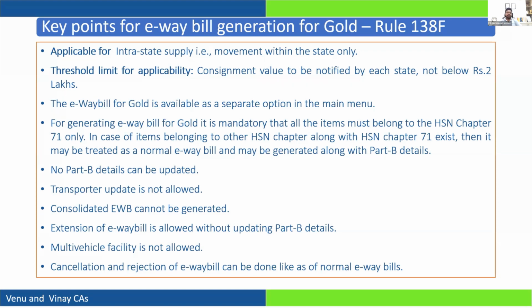Coming to the next point, updation by the transporter, that is Part B, is not allowed. Also, a consolidated e-way bill cannot be generated. Extension of the e-way bill is allowed without updating Part B, as Part B is anyway optional. Even the multi-vehicle facility is not allowed. Transshipment and cancellation, rejection of the e-way bill can be done like the normal e-way bills, that is 24 hours, 72 hours. The same applies even for gold.